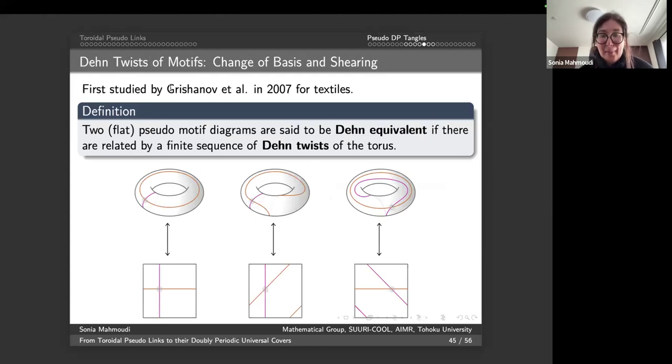And what was done by Grishanov and his team when they were studying textiles with knot theory was to consider that indeed the change of basis that you can consider in a point lattice can be translated on the level of the motif as a Dehn twist of the torus. So all of these Dehn twists can be interpreted as a change of basis for the fixed pseudo DP tangle, and they can also be considered as a shearing, so as a doubly periodic isotopy, a global isotopy of the structure, which is quite interesting.